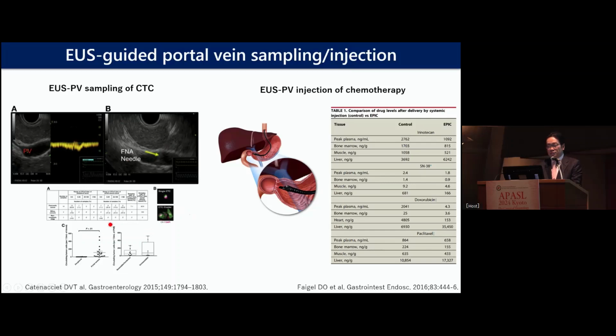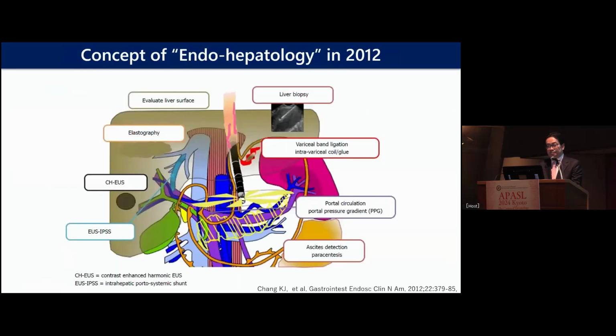So we can get a good specimen for genome analysis or something, if you puncture the portal vein, or in patients with liver tumors, we can inject chemotherapy drugs to manage these liver metastases. So this is the first concept of endohepatology proposed by Professor Ken Chan in 2012.